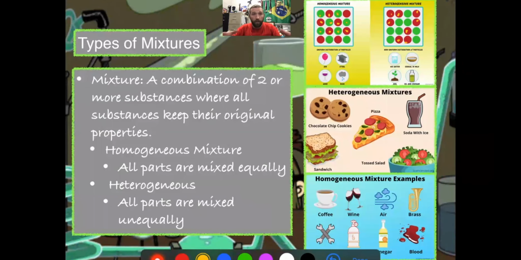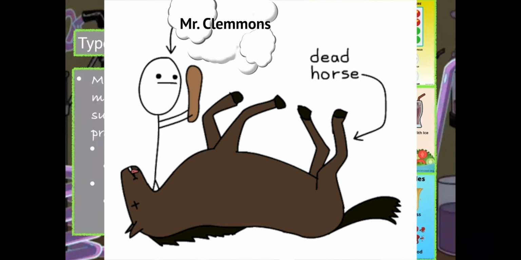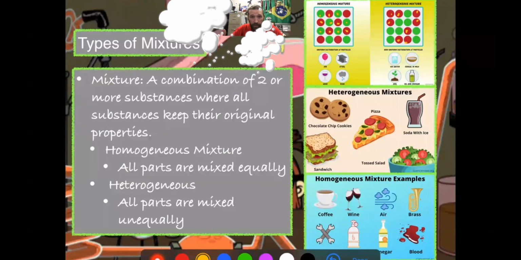Ice would be the same thing. All the ice tends to stick together at the top, and there's water beneath. So that would be considered a heterogeneous mixture. You see the examples on your screen. Things like chocolate chip cookies, pizza, tossed salad. All of those things are heterogeneous. They're not evenly mixed together.